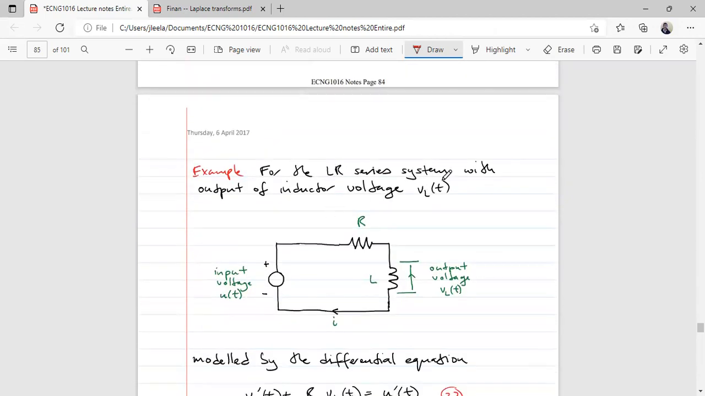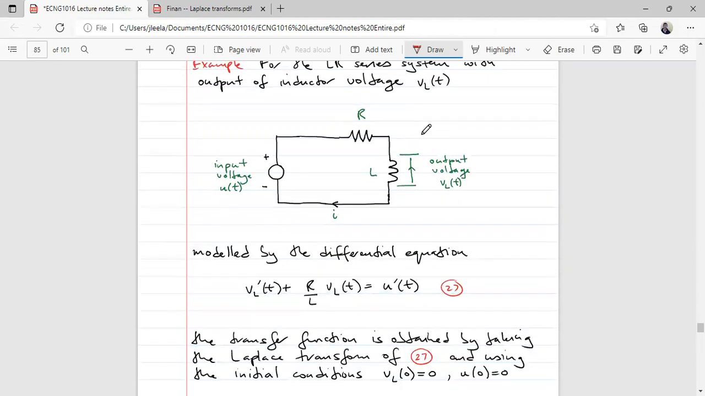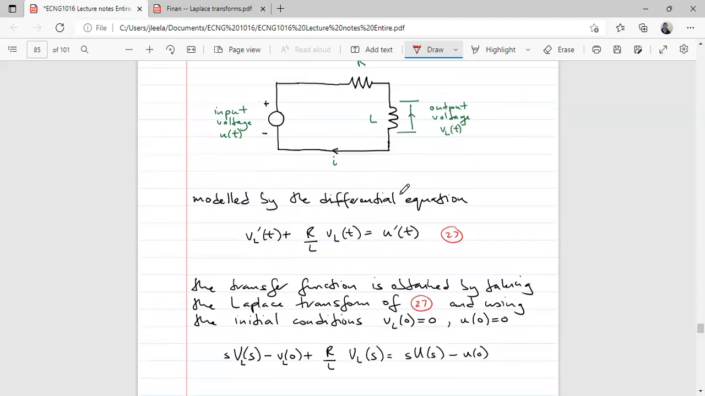So for the LR series system with output of inductor voltage v_L(t), we're going from current now to inductor voltage. That was the other case. We have the input voltage u(t), and the output voltage here is v_L(t). So the same thing applies here.